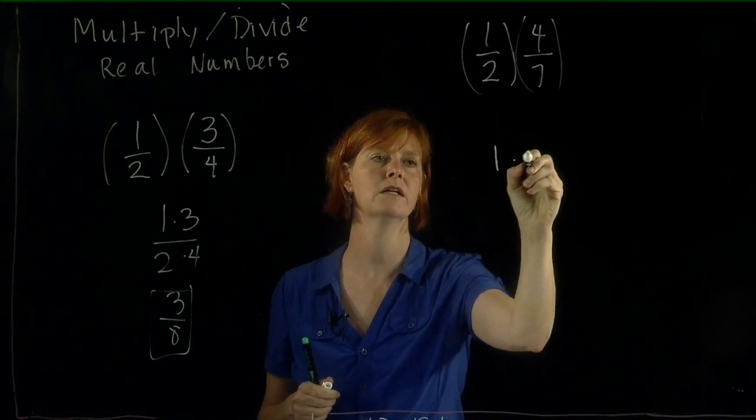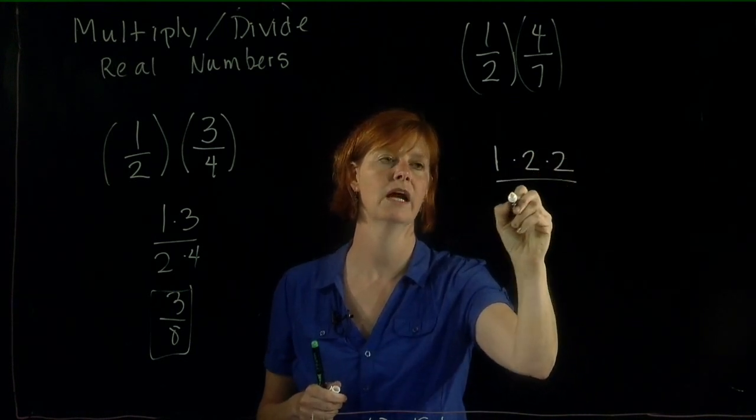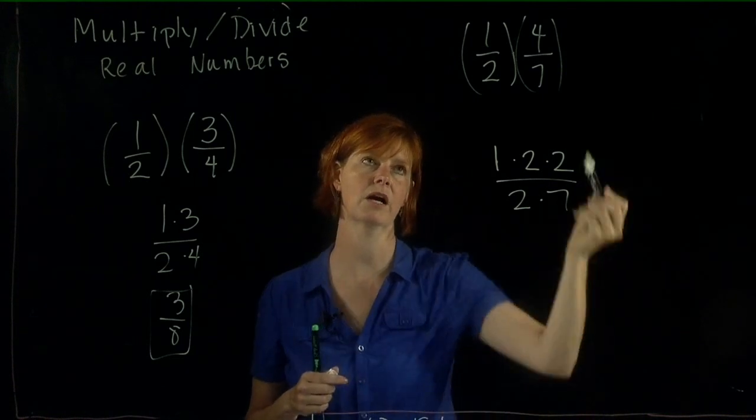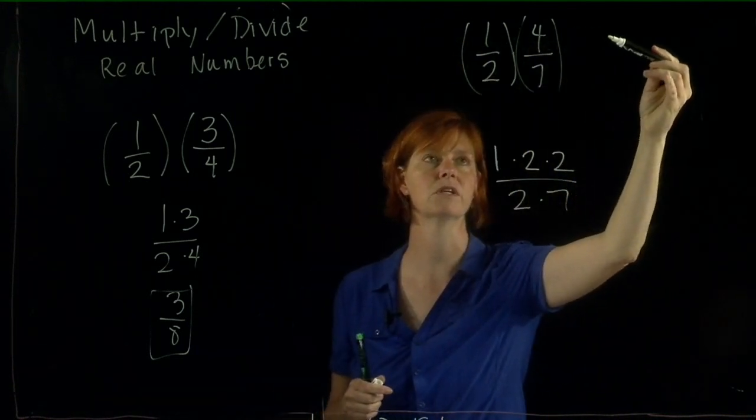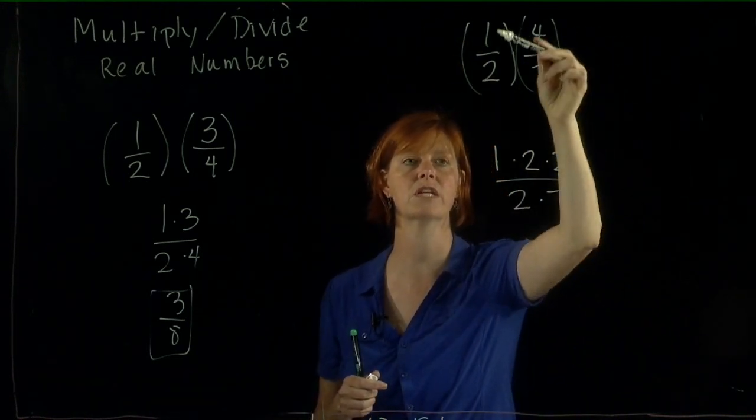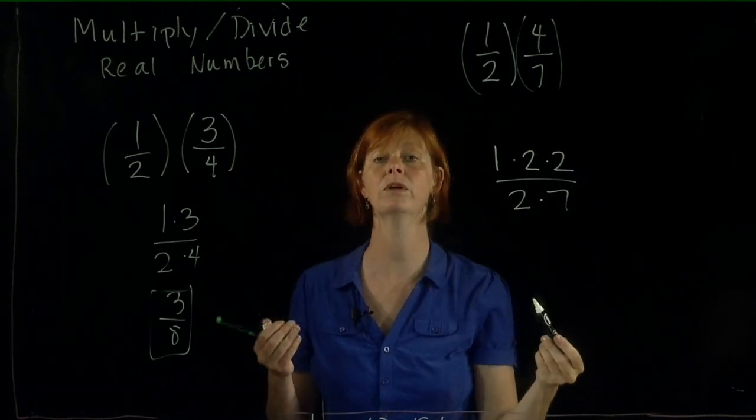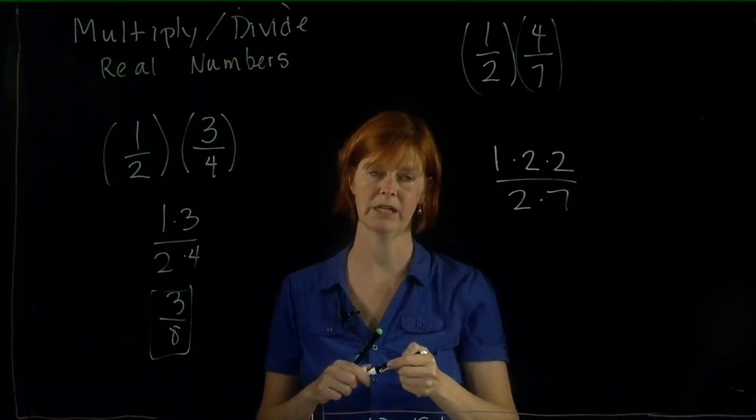This is 1 times 2 times 2, and this is 2 times 7. You see where I got that? I guess I could do it this way. The 4 is 2 times 2, and I just carried the 1 down. Now the 1's irrelevant, right? We don't really need it, but it's kind of nice sometimes to have a placeholder.